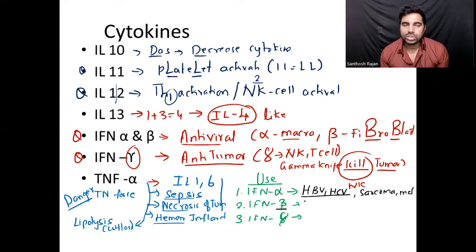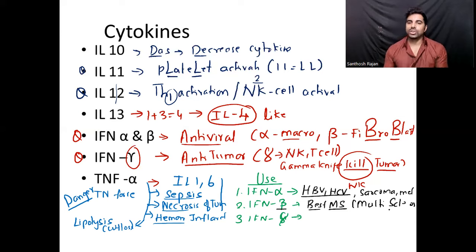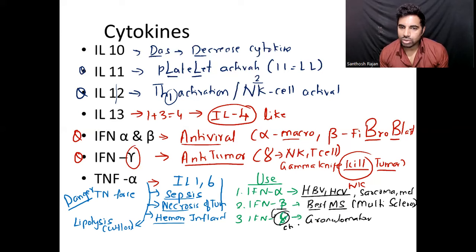Beta B, this is used in best MS, medical superintendent, best MS. MS is multiple sclerosis. We are using it in multiple sclerosis. That's a question asked. Gamma G: it is in chronic granulomatous disease. G for G. So the answer is chronic granulomatous disease.